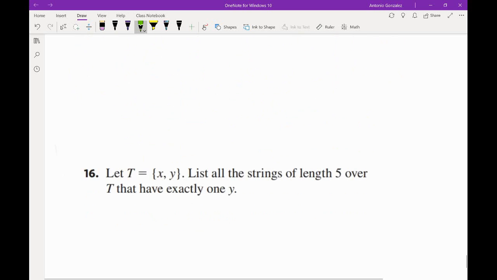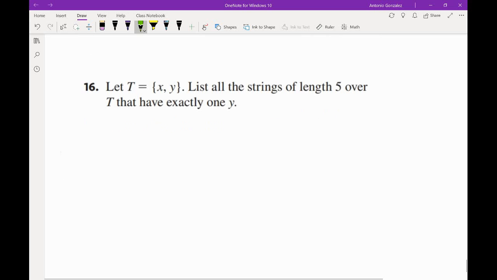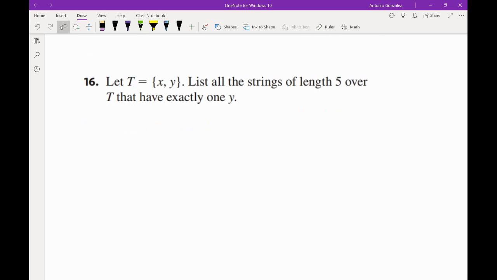We had a couple of homework questions here. It says let T be the set that consists of the two characters X and Y. List all strings of length 5 over T that have exactly one Y. So that means 1, 2, 3, 4, 5, of length 5, with exactly one Y. So there is only one Y, and the rest would have to be X.